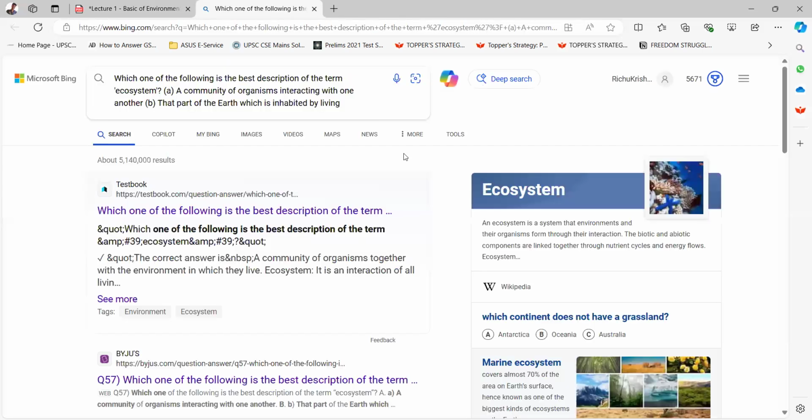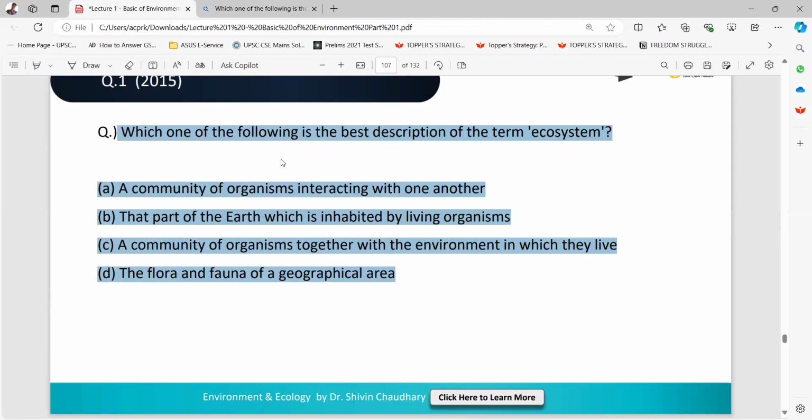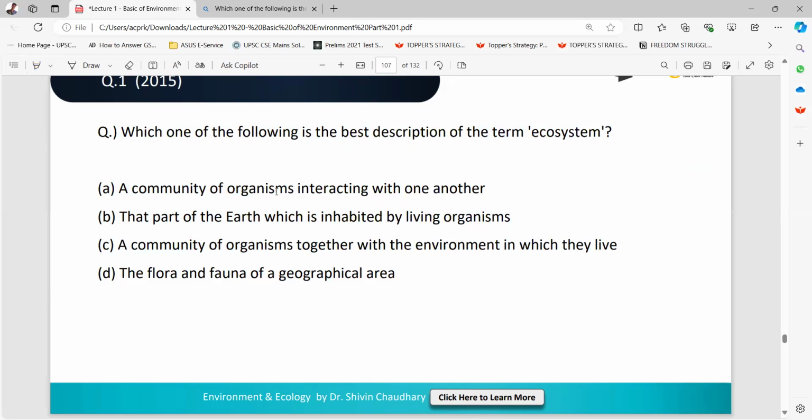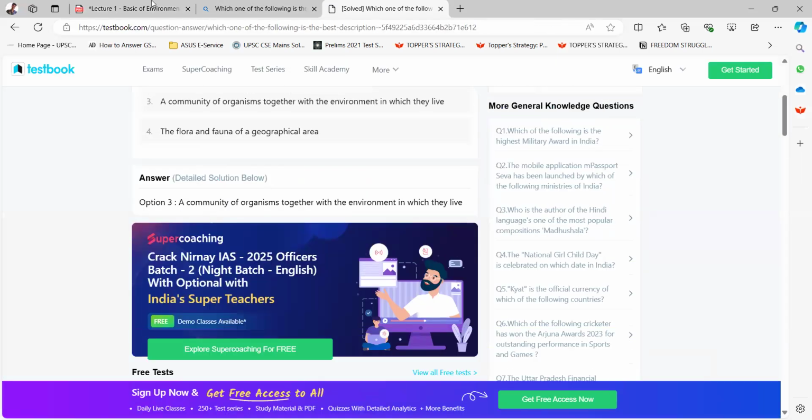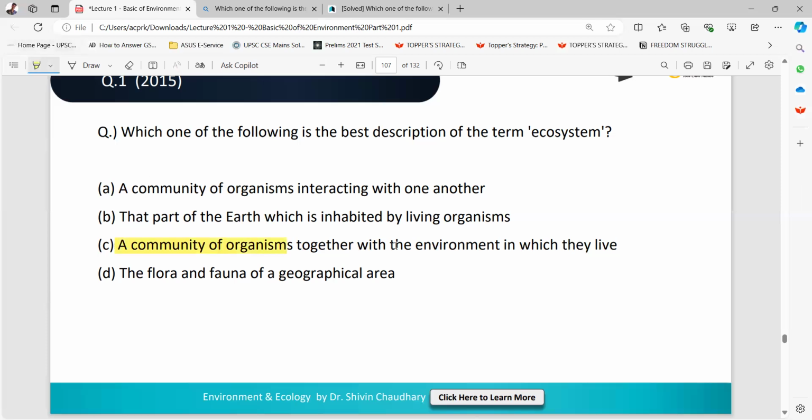Let us check the answer. The correct answer is a community of organisms together with the environment in which they live. So three is the answer. So ecosystem is a community of organisms together with the environment in which they live. It is not a community of organisms interacting with one another.